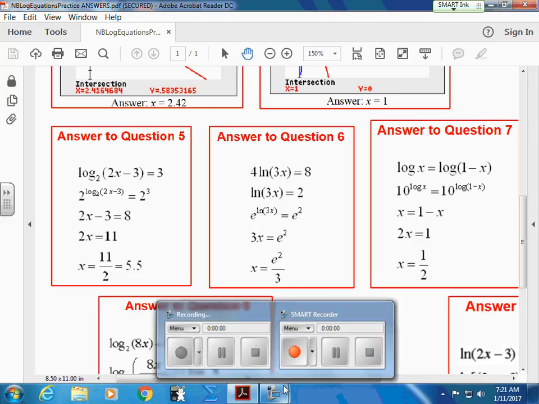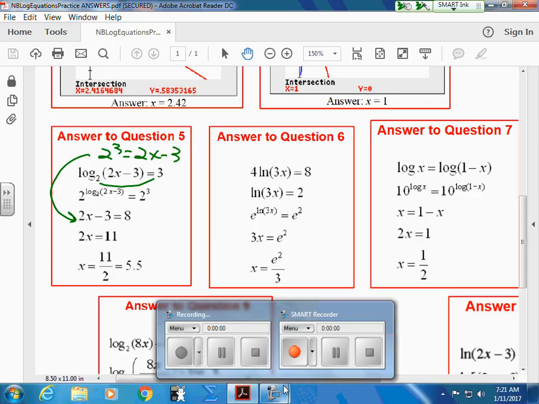5 and 6, let's take a look at 5 and 6. Again, you have a log on one side, so log equals exponent, 2 to the third power. And it will bring you right back down to here. Okay. And solve, check it. You can always plug these back in, check it. Put y1, put y2. See where it intersects. That's an easy way to quick check.